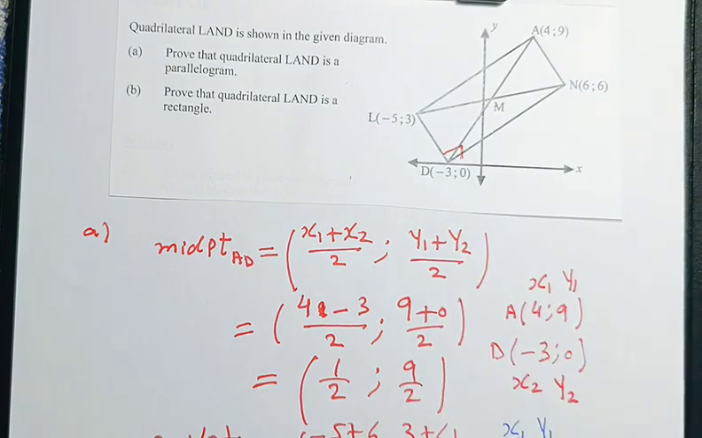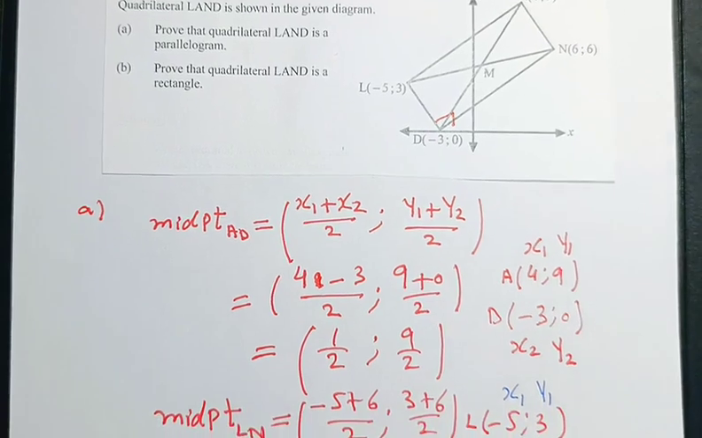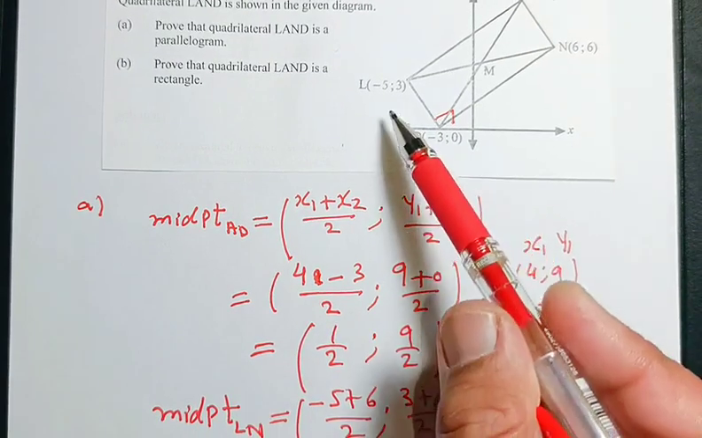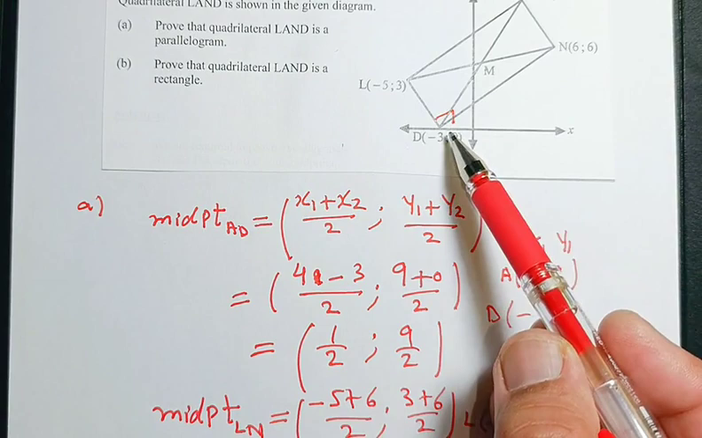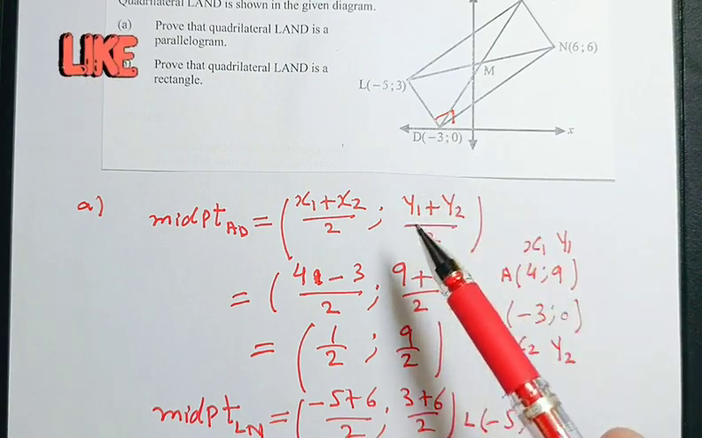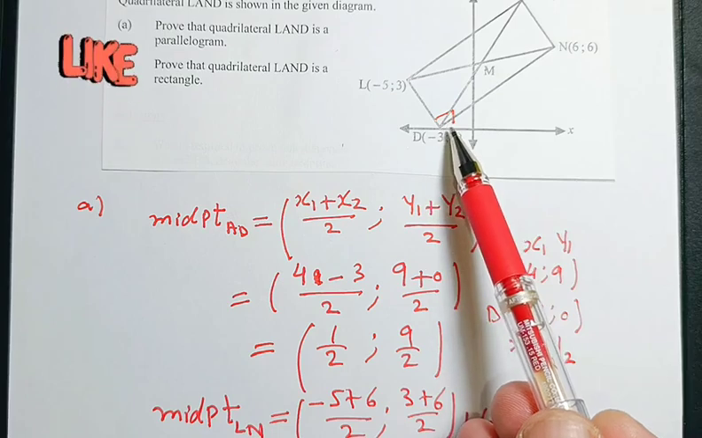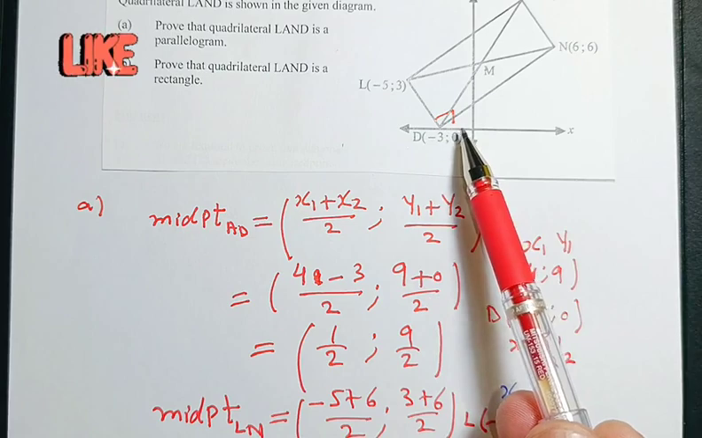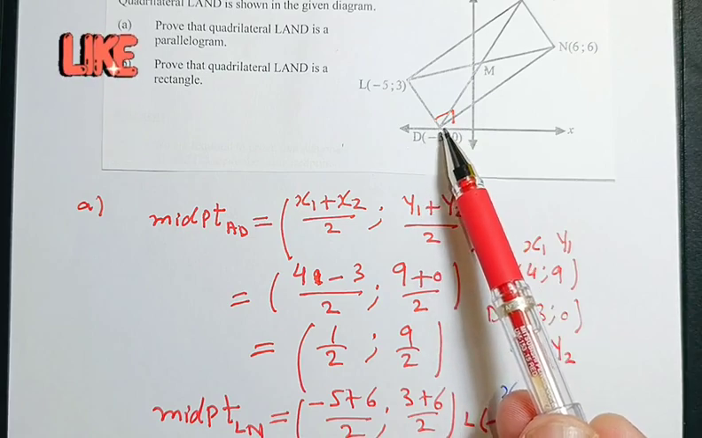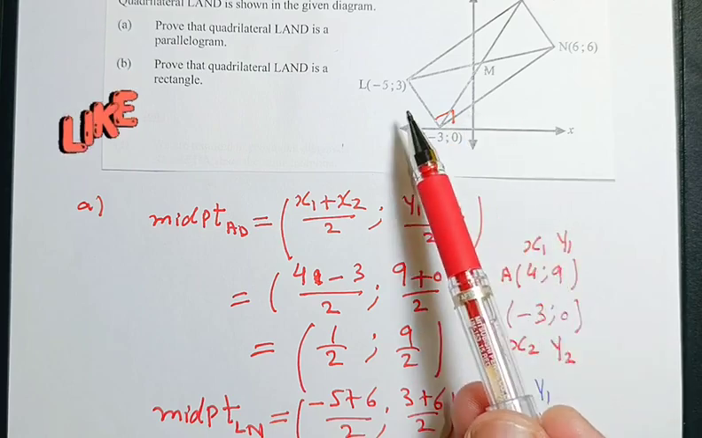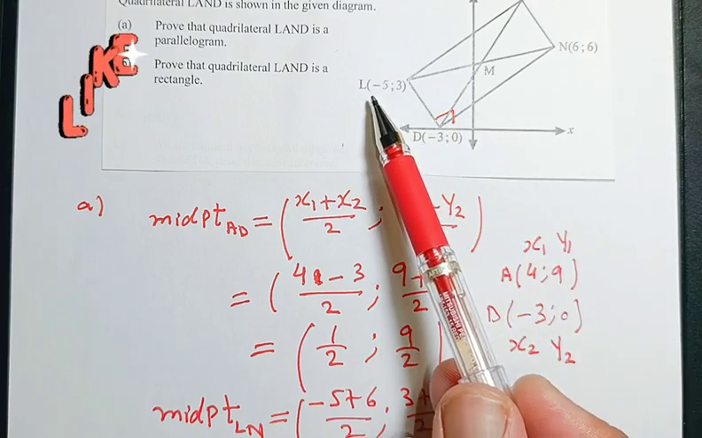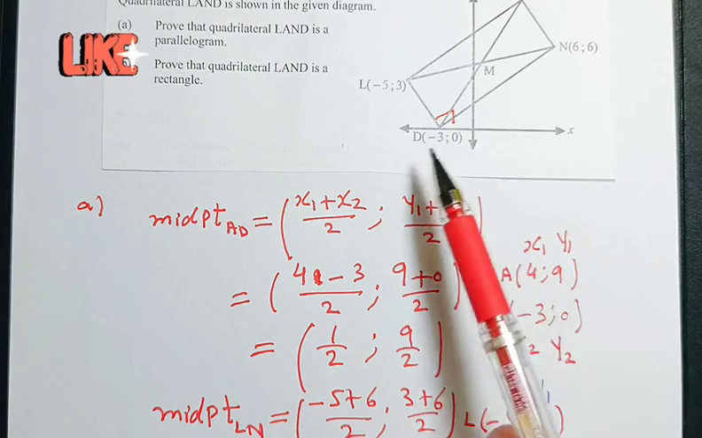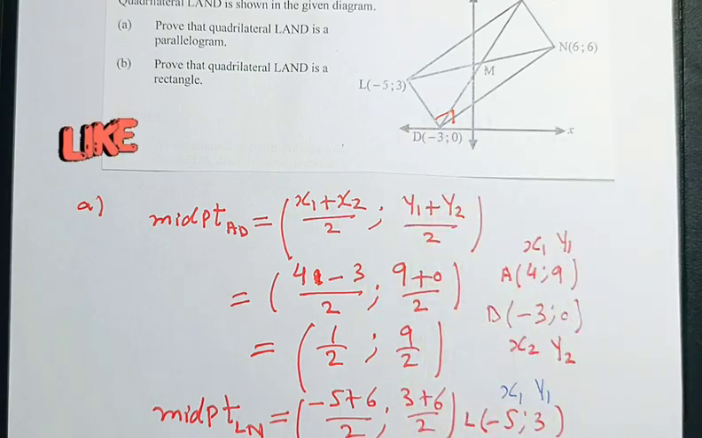90 degree. Right. So now both adjacent sides sharing the vertex, adjacent sides mean having a common vertex. So this D vertex is the common vertex, so we're going to take the gradient of LD and DN, these two adjacent sides. Have a look here.